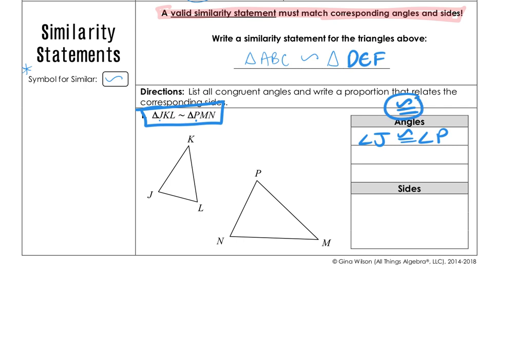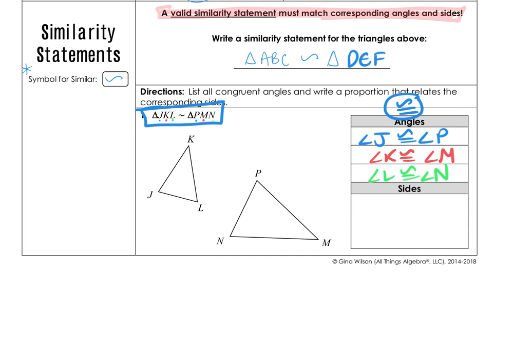Angle K is the next letter. That's got to match up with angle M. So angle K is congruent to angle M. And then finally, I'm going to say angle L is congruent to angle N. So all three of my corresponding angles are congruent.